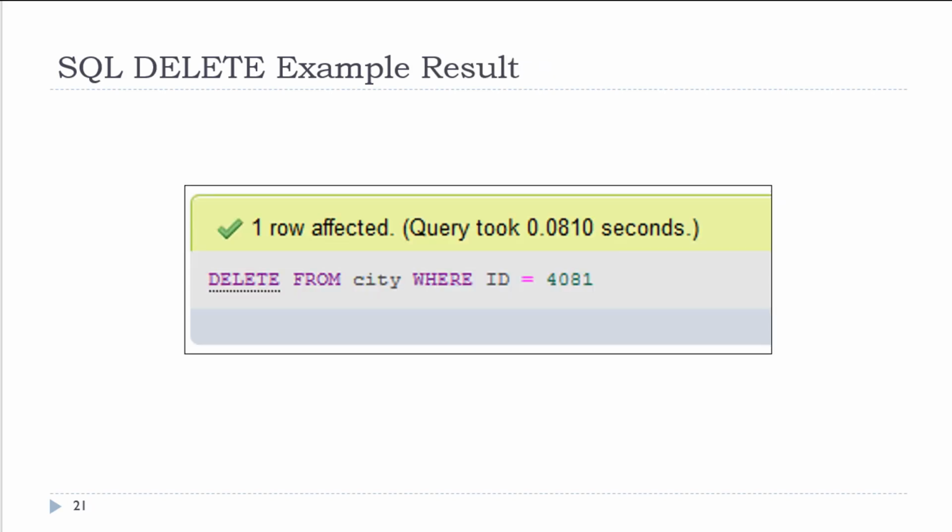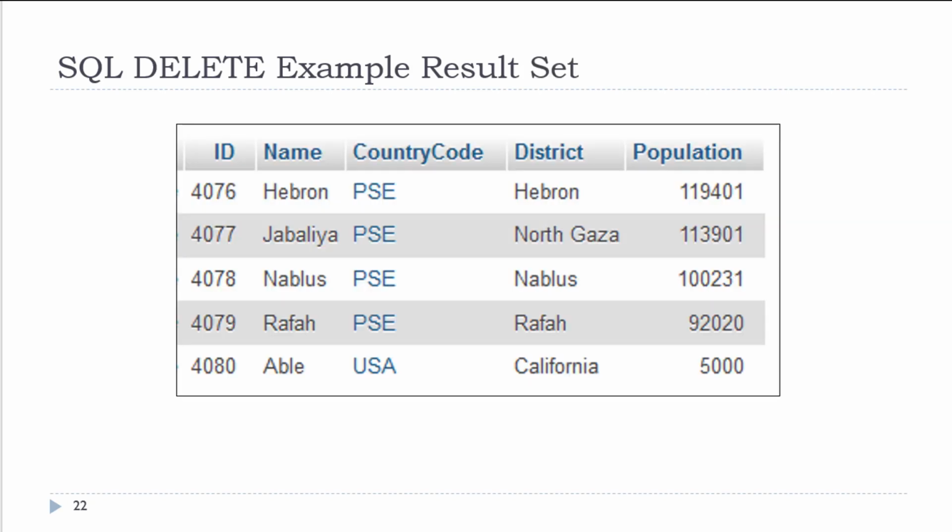Once I say OK, it shows me that one record was affected, and it shows me the SQL that was used. Now when I go back to the result set and I look at the end of the city table, I see that able2 is no longer there.